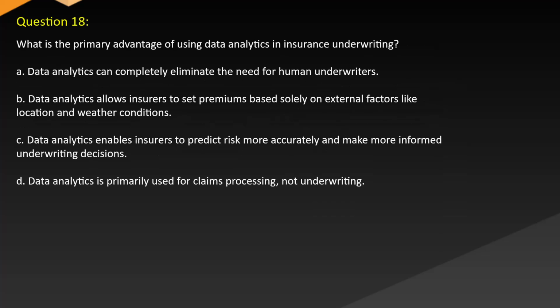Question 18. What is the primary advantage of using data analytics in insurance underwriting? A. Data analytics can completely eliminate the need for human underwriters. B. Data analytics allows insurers to set premiums based solely on external factors like location and weather conditions. C. Data analytics enables insurers to predict risk more accurately and make more informed underwriting decisions. D. Data analytics is primarily used for claims processing, not underwriting.